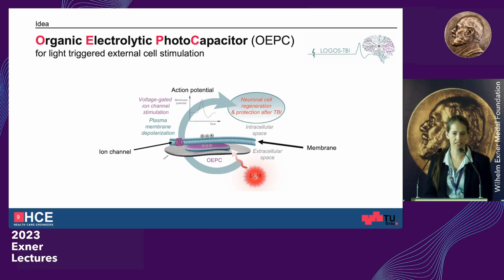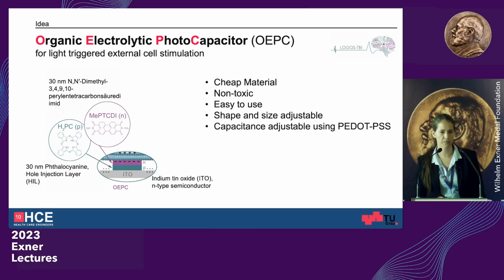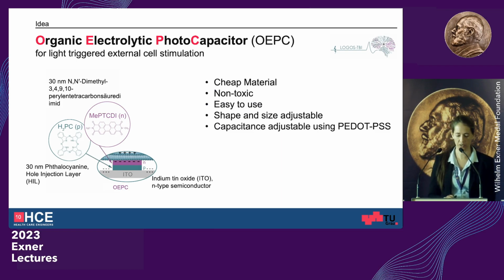So what are the materials that we are using? We are probably more familiar with these materials. We usually use a back electrode of ITO, and then we use vapor deposition to deposit 30 nanometer layers of an N-type and a P-type organic semiconductor.